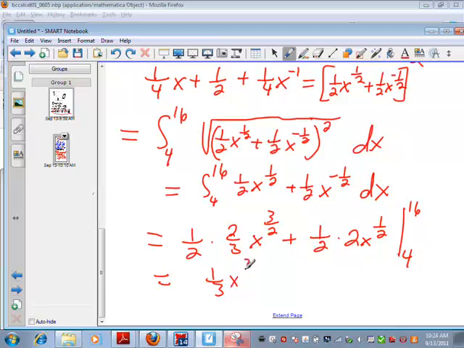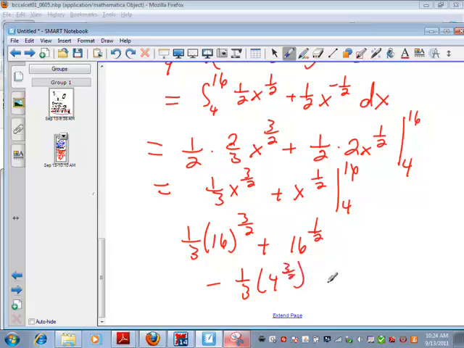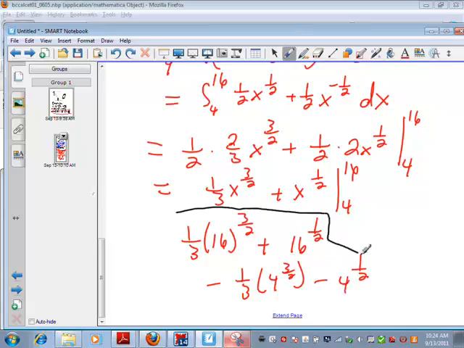1/3 x to the 3/2 plus x to the 1/2 from 4 to 16. Plug in 16 and 4 and subtract. 1/3 times 16 to the 3/2 plus 16 to the 1/2, minus 1/3 times 4 to the 3/2 minus 4 to the 1/2. Simplify as you like. Now, I think that's actually a pretty number.